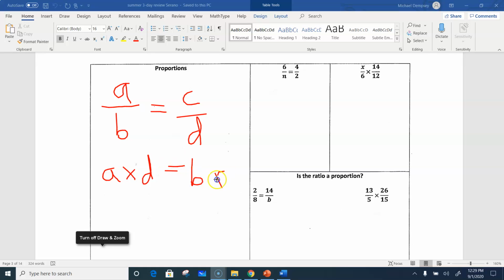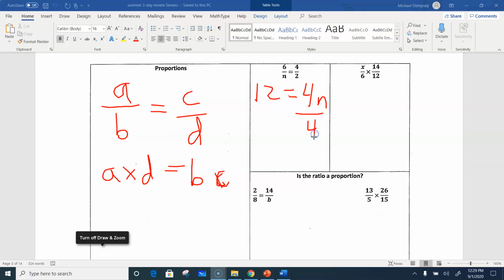So I'm going to make use of that fact. I'm going to cross multiply. 6 times 2 is 12. And then I'm going to cross multiply the other way. 4 times n is 4n. Everybody see that? 6 times 2 is 12. 4 times n is 4n.